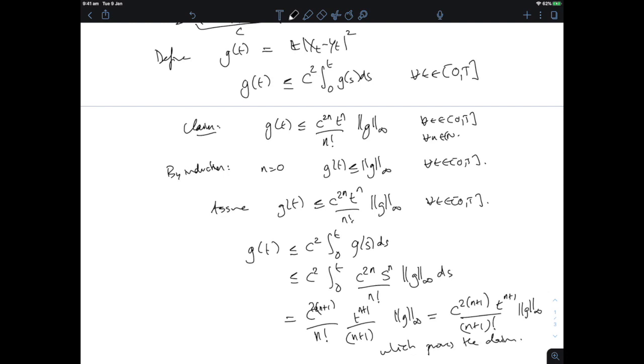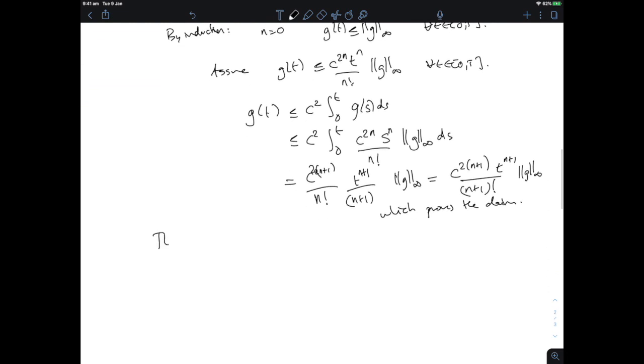Okay, so I know that my g of t has to satisfy this induction property. But now what happens if I send n to infinity? Well, if I send n to infinity, I get 0 on the right hand side. So therefore, g of t has to be smaller than the limit as n goes to infinity of c squared times t to the n divided by n factorial times g infinity, and that limit is 0. And that is for all t. Okay, so my g of t has to be 0.